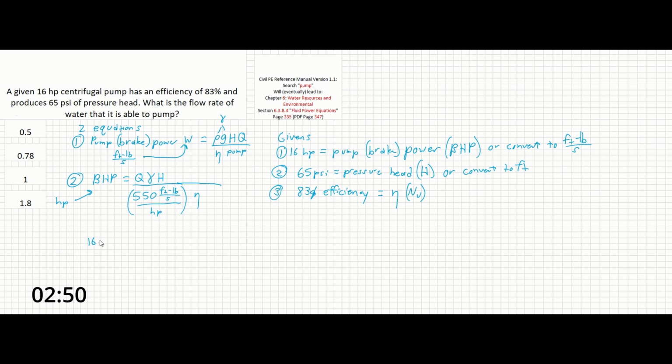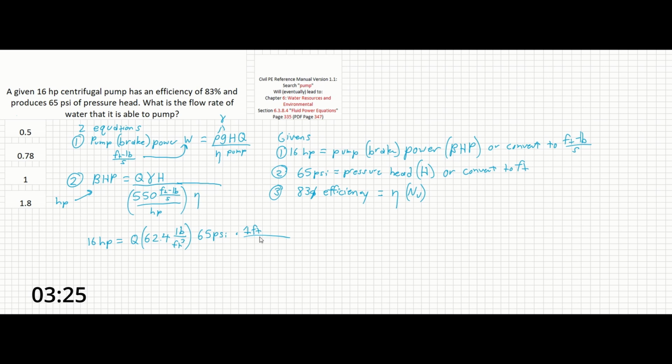So 16 HP equals Q, which is what we're solving for, times gamma, which is 62.4 pounds per cubic foot of water, and you can find this in the reference manual on page 2 if you need it, but it's good to have memorized. And then finally our pressure head, which is in PSI, but we should convert it to feet to be consistent with our other terms here.